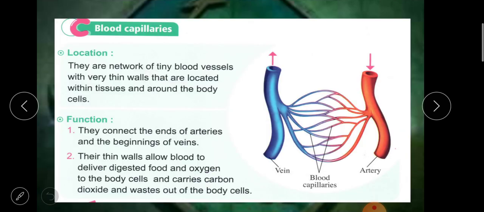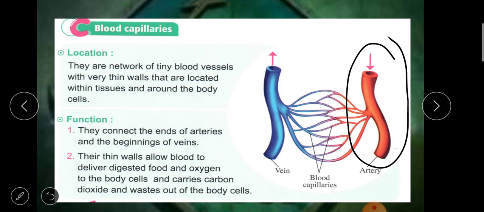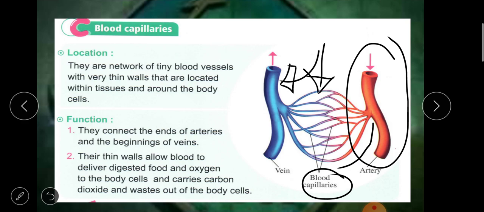Okay, we said that if you can see the arteries, they are thick at the beginning and then become smaller and end with blood capillaries. And the veins start with the blood capillaries and then become large. So the blood capillaries, first, they are a network of tiny blood vessels. They are very small blood vessels. Okay? And they have a thin wall.